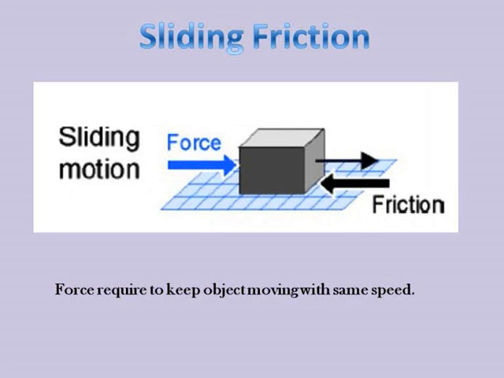Sliding friction. Sliding friction comes into play whenever an object moves along the surface of another object. Such a movement is called sliding friction. On the other hand, we can say that the force required to keep the object moving with the same speed is a measure of sliding friction.